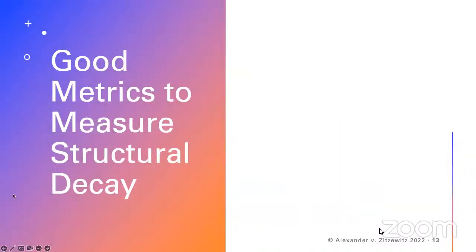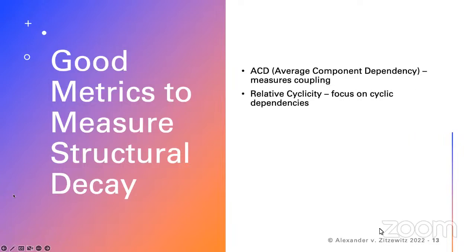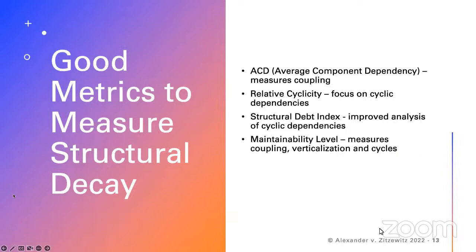So let's start jumping into the metrics themselves. What are good metrics to measure structural decay? We have average component dependency. I'm going to explain those in detail in a minute. Relative cyclicity with a focus on cyclic dependencies. We have structural depth index, which will tell you how difficult it would be to break up those cycles.